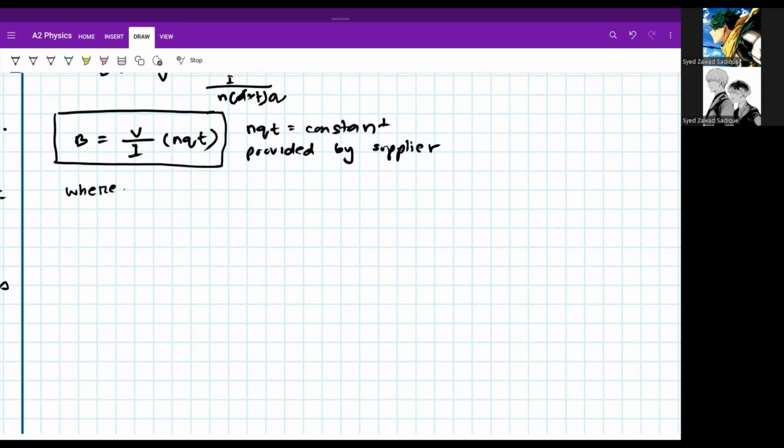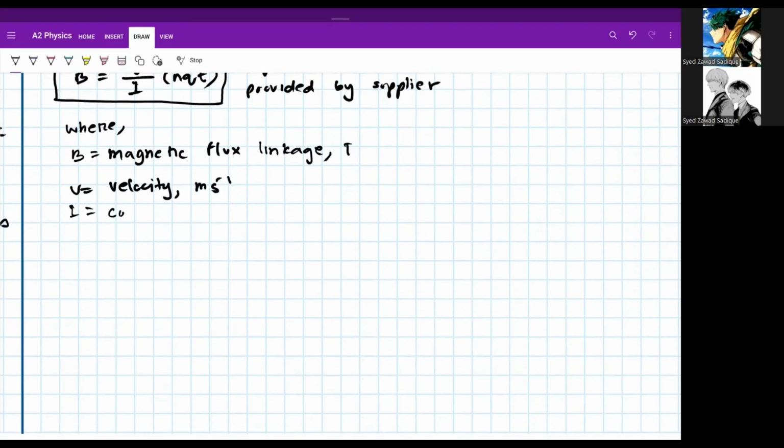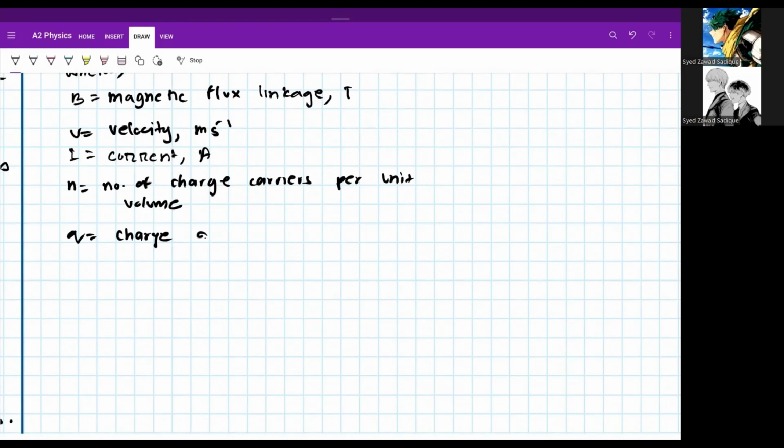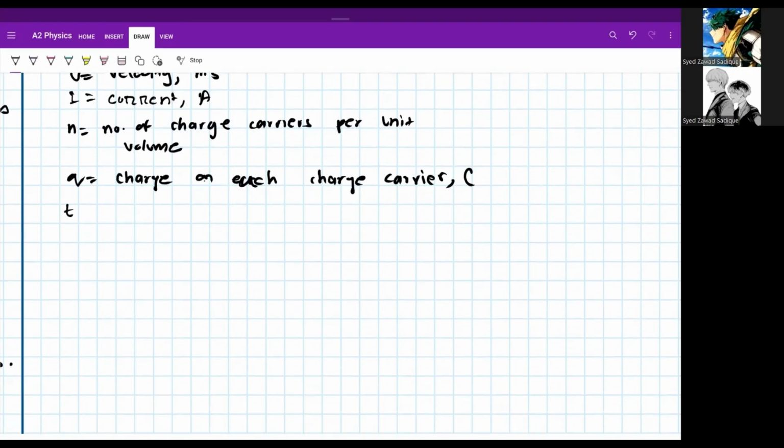Where B is equal to magnetic flux density in tesla, v is Hall voltage, I is current in amperes, n is number of charge carriers per unit volume, which is just a value with no unit, Q is charge on each charge carrier in coulombs, and T is thickness of Hall probe in meters.